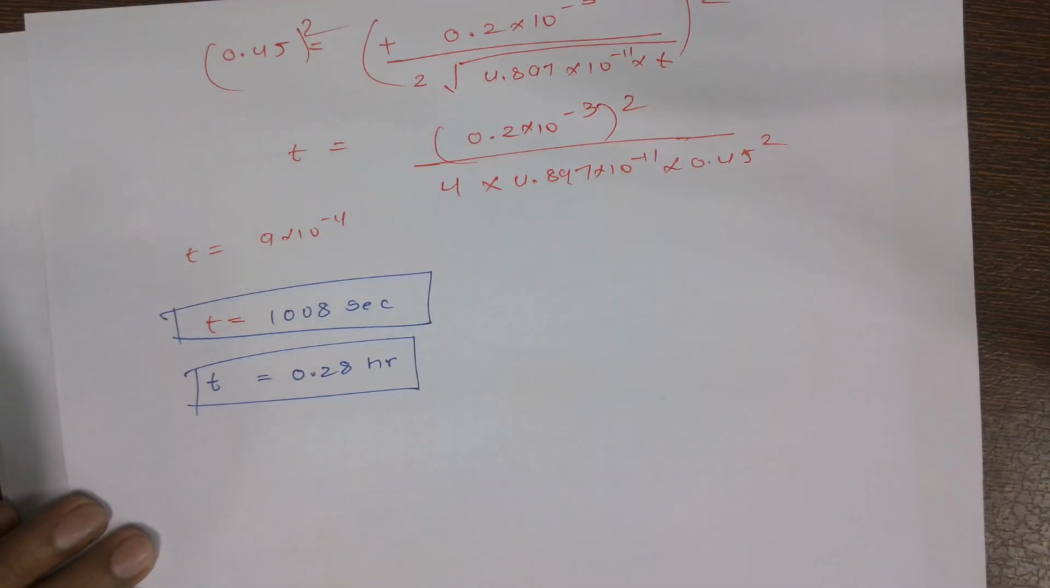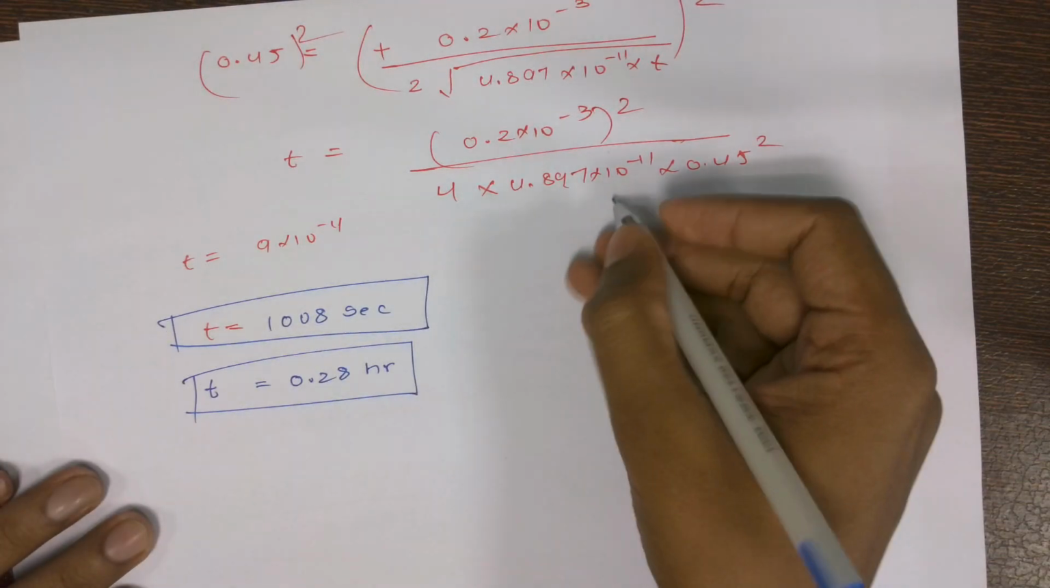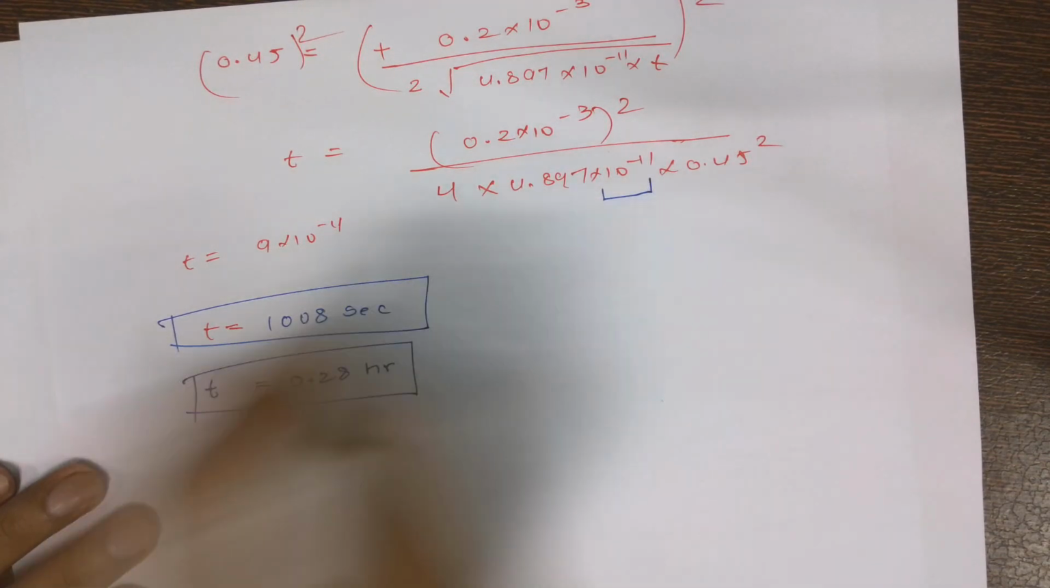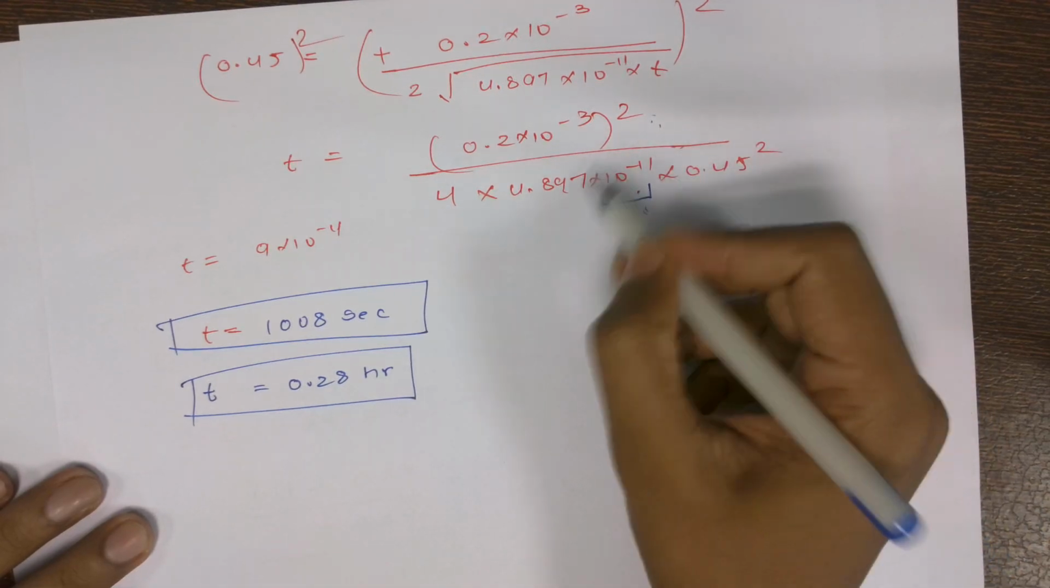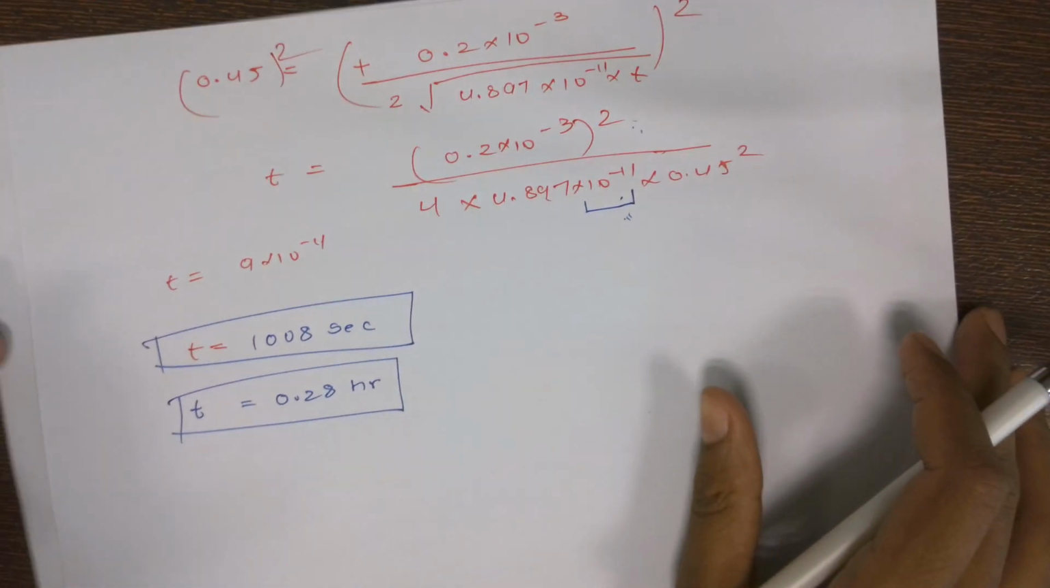Okay, 9 into 10 power minus 4. Please revisit your calculation, because see, the factor of 10 to the power of minus 11 is here, and that can change the entire thing. If this part has not been included, then it will be incorrect.